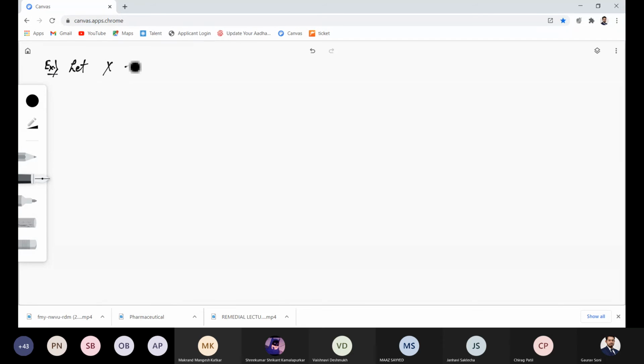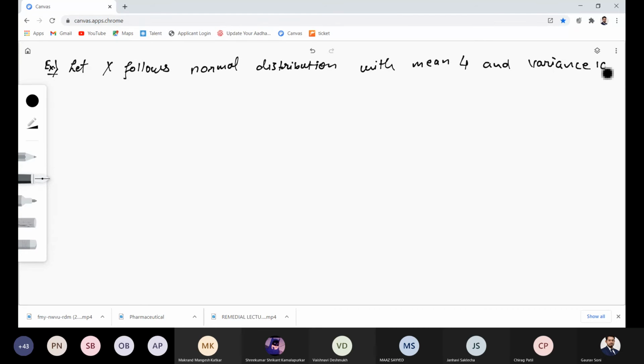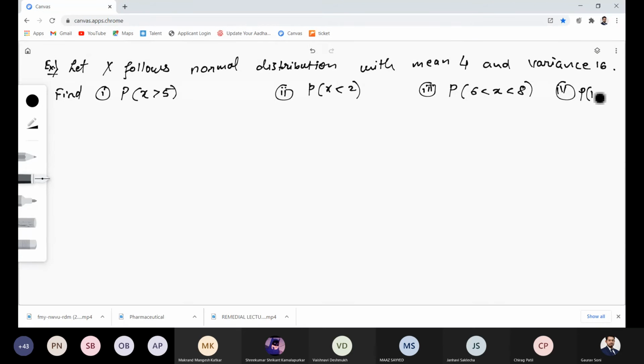Let x follow normal distribution with mean 4 and variance 16. Then find: first one, probability of x greater than 5. Second, probability of x less than 2. Third, probability of 6 less than x is less than 8. And the fourth one, probability of mod x greater than 6.